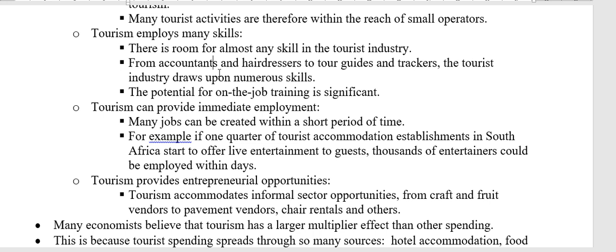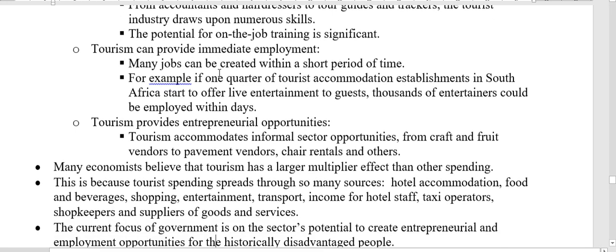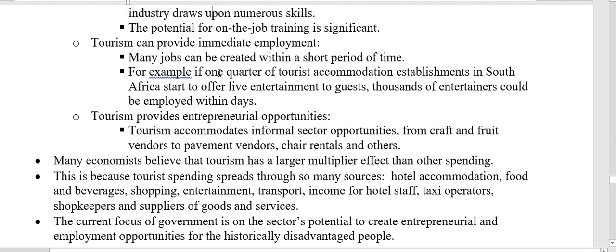We employ an unskilled worker. We show you how it works. We show you what we want you to do. So the potential for on-the-job training is significant. So what is important is that it creates jobs for those vulnerable people in the economy, the people that don't necessarily have skills, that find it very difficult to find a job in any other industry. Okay. Then tourism can also provide immediate employment. Okay, so it's not a question of it's going to take us 10 years to provide employment. Within a short amount of time, we are able to create quite a few jobs.